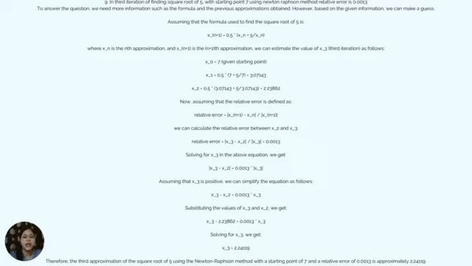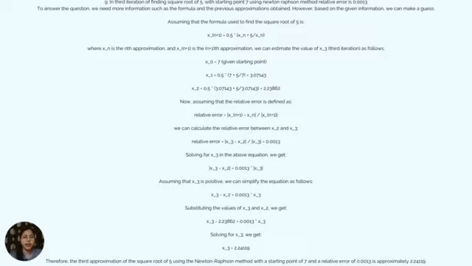However, the method starts with an initial guess and iteratively refines it until a satisfactory approximation is obtained. The relative error measures the accuracy of the approximation by comparing it to the exact value. It is calculated as the absolute difference between the approximation and the exact value divided by the exact value. A relative error of 0.0013 indicates that the approximation is close to the true value, with an error of only 0.13%.